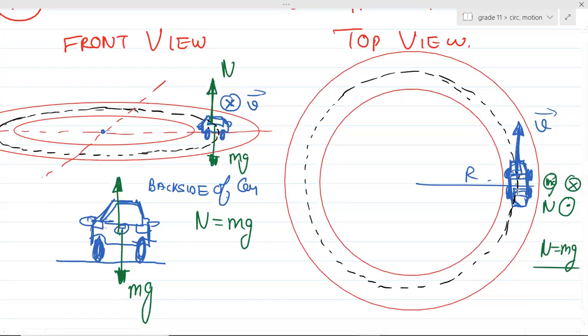So the car has a tendency to go straight, but what is causing it to move in this direction? There is only one force which is making it move in this direction, right? That force will be your friction. So basically, in this case, friction acts in this direction, and this friction provides the necessary centripetal force. Is this clear, guys?